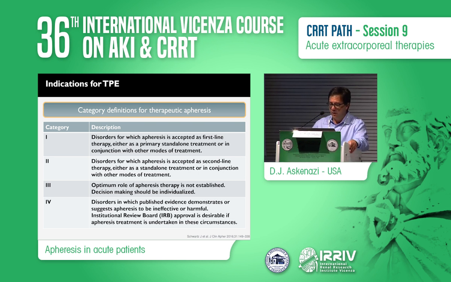And they talk about categories. I mentioned category 1, which are disorders for which apheresis is accepted as first-line therapy. And again, this is where you do not want to stand in court and have someone ask you, why didn't you do plasmapheresis for this category 1 indication? Category 2 are disorders for which apheresis is accepted as second-line therapy, with the knowledge that you're also doing other treatments in conjunction.